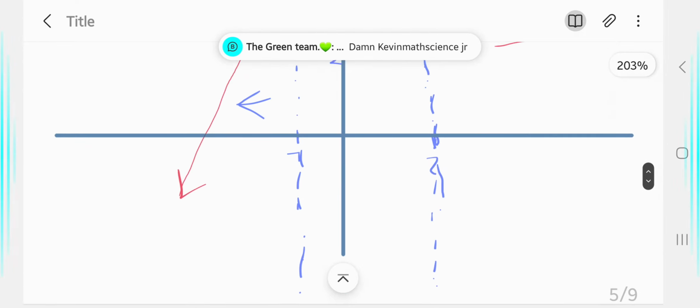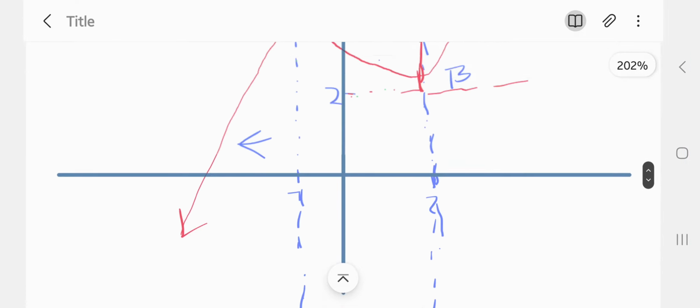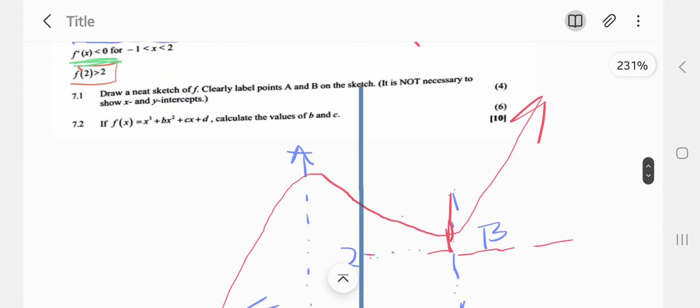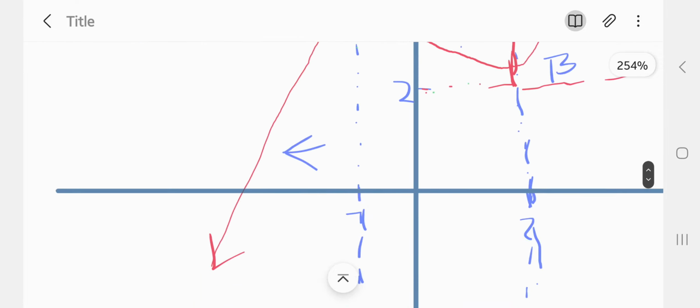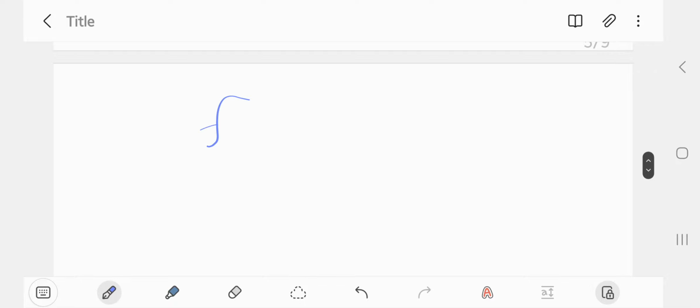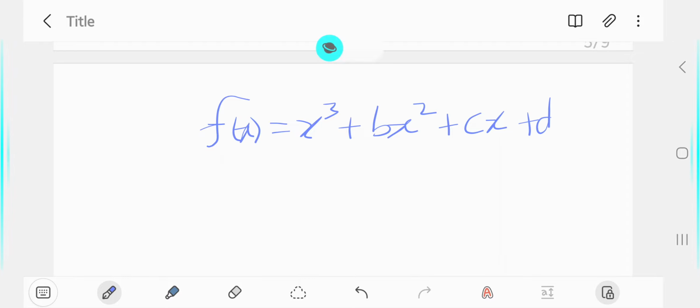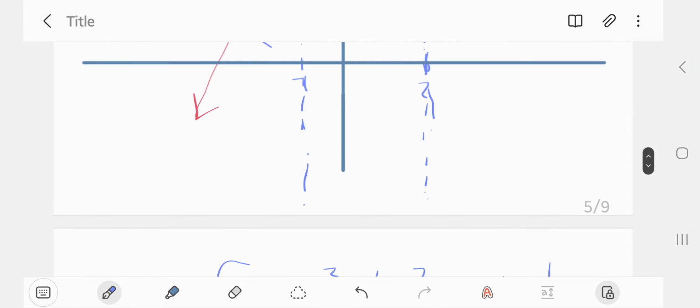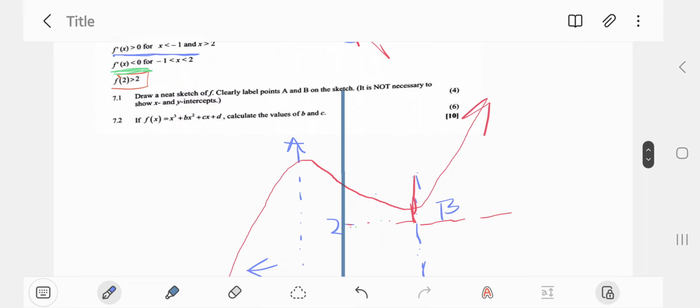So let's go deeper. So this is what we have there. Let me just write that down as we have it there. They say f of x is equal to x cubed plus bx squared plus cx plus d, right? So look at this, guys. Now that's what we have there.